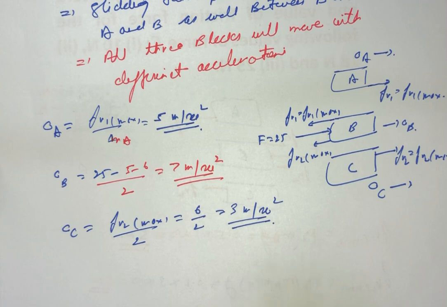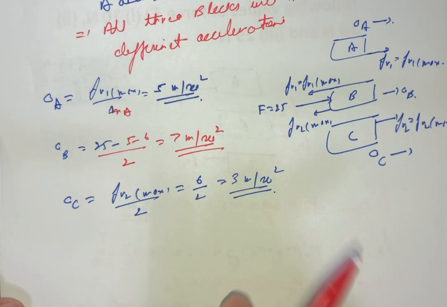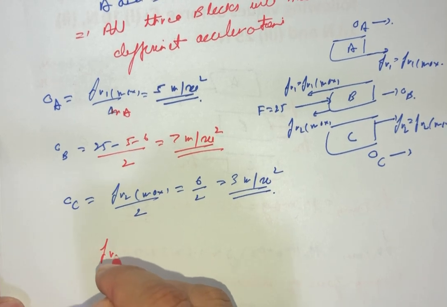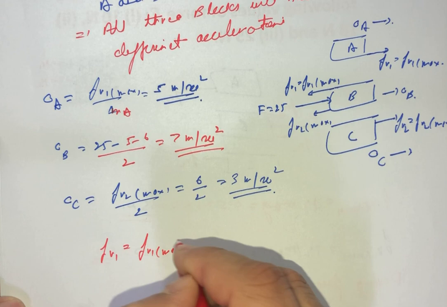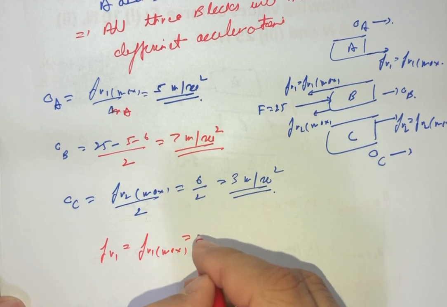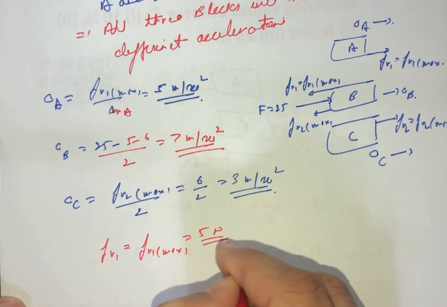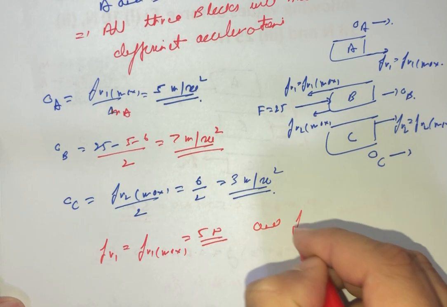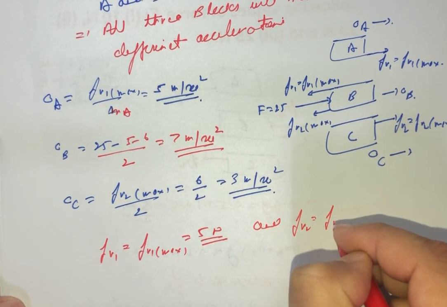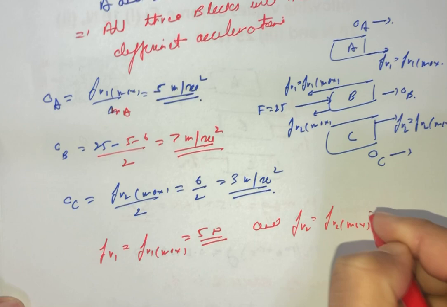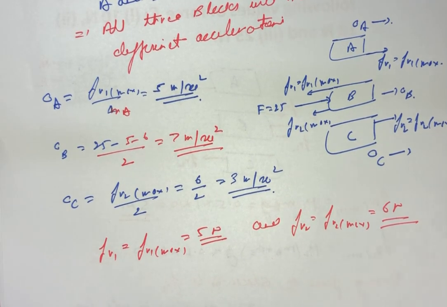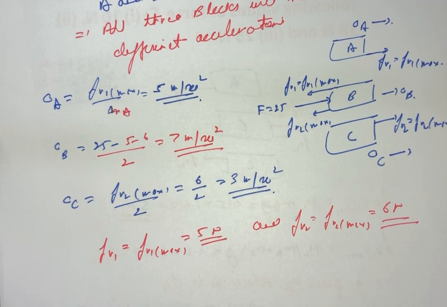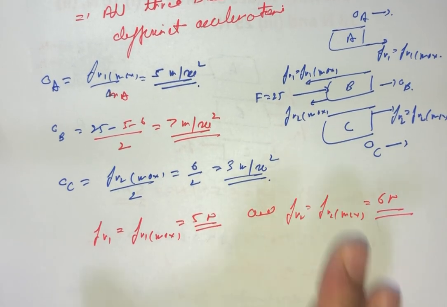And for the value of friction, as there is sliding, the value of friction Fr1 will be equal to Fr1 max, and Fr1 max is 5, and Fr2 will be equal to Fr2 max, which is equal to 6 Newton. This completes the question. Thank you.